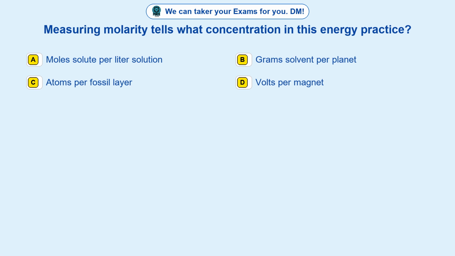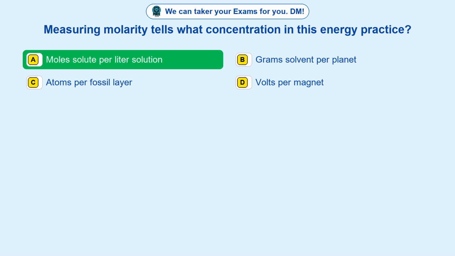Question 45. Measuring molarity tells what concentration in this energy practice? Option A, moles solute per liter solution. Option B, grams solvent per planet. Option C, atoms per fossil layer. Option D, volts per magnet. The correct answer is option A, moles solute per liter solution.